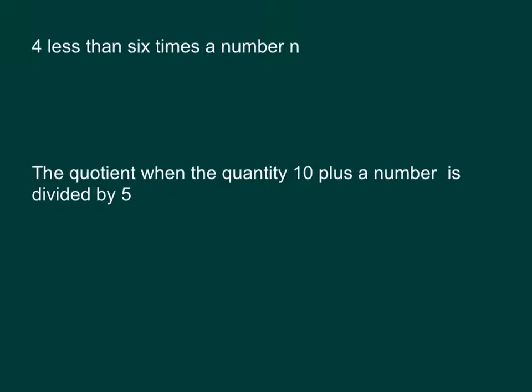These are a bit more complex, though no more difficult. So take a second, pause the video, and circle the keywords in this first example right here. And if you're daring, circle the keywords down here. Circle those words that mean mathematical operations. So we have less than, and we have times. For less than, that means we're subtracting 4 from something. So we're going to go minus 4. What are we subtracting 4 from? We're subtracting 4 from 6 times a number n. So 6 times n. 6n minus 4.